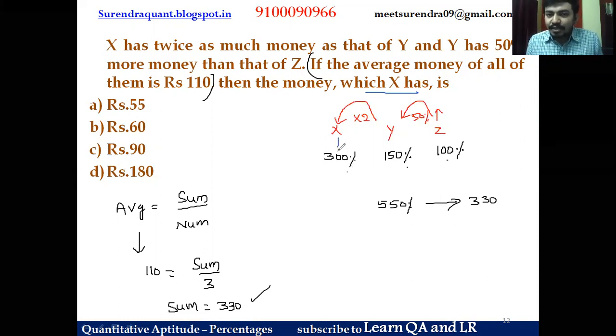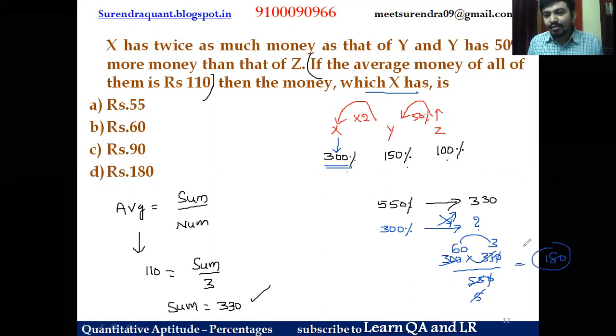So friends, how much percent of the money does X have? X has 300 percentage of the money, right? So if 550 percentage is 330, then 300 percentage money is what? So to get the value, cross multiply. That is 300 into 330 by 550. 0, 0 gets cancelled. 11 3s are 33. 11 5s are 55. 5 6s are 30. 6 3s are 18, so 180 rupees is the money with X. And that is option D.